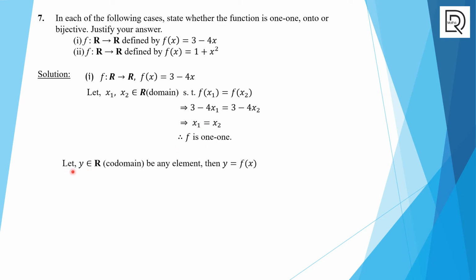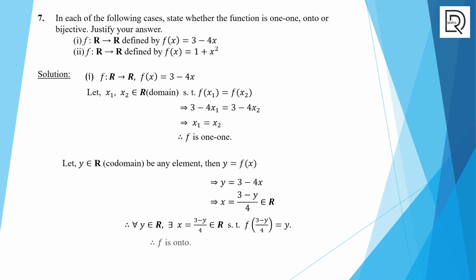Again for onto, let y belong to R, the codomain, be any element. Then we can write y = f(x). So this implies y = 3 - 4x. Now we find the value of x. So x = (3 - y)/4, and clearly this term belongs to R for any value of y. So we can write for all y belonging to R, there exists x = (3 - y)/4 belonging to R, such that f((3 - y)/4) = y. So therefore f is onto.